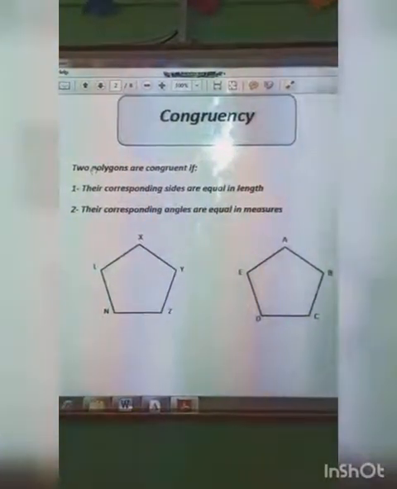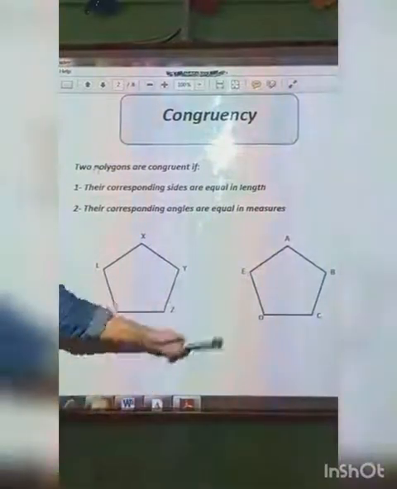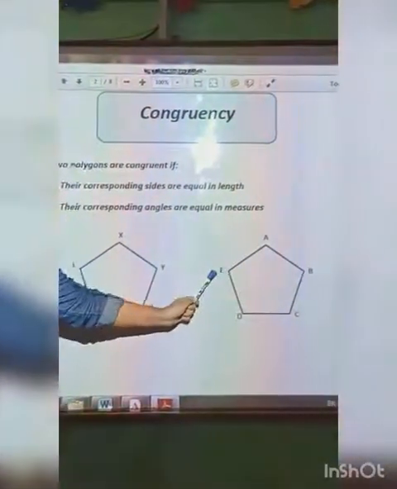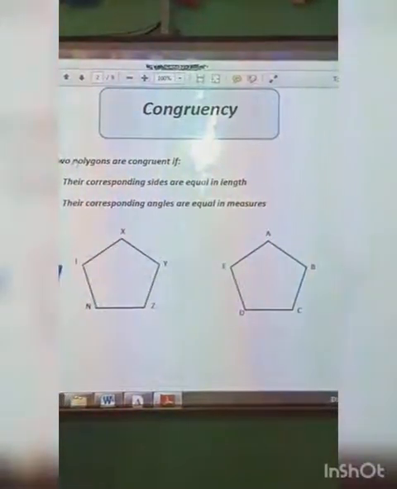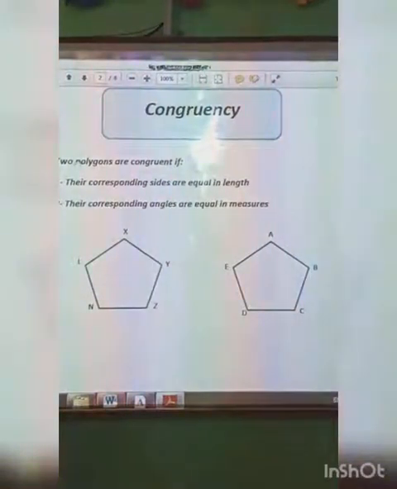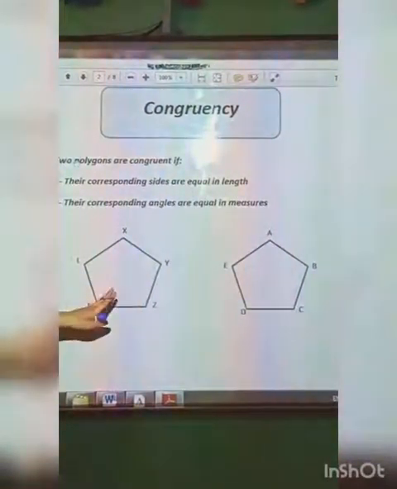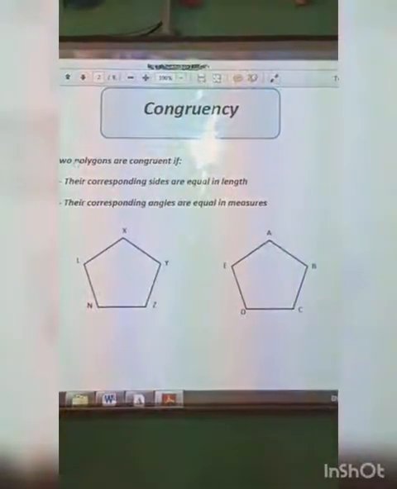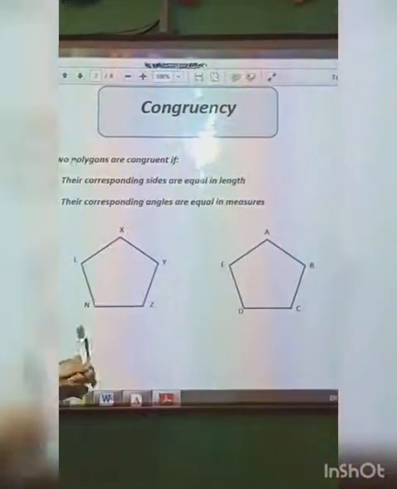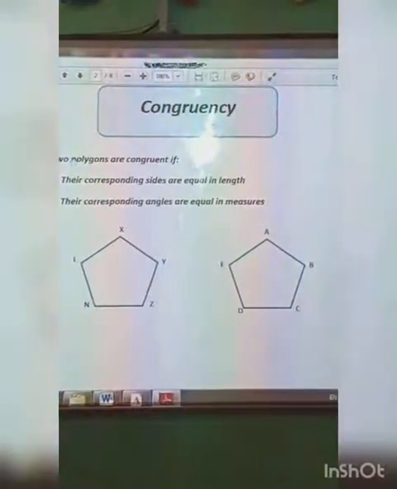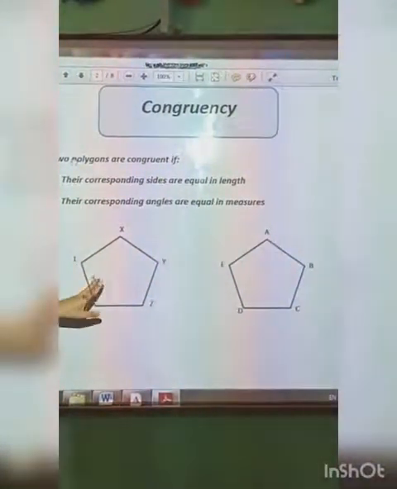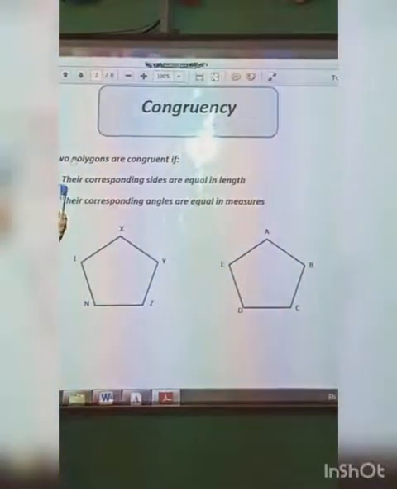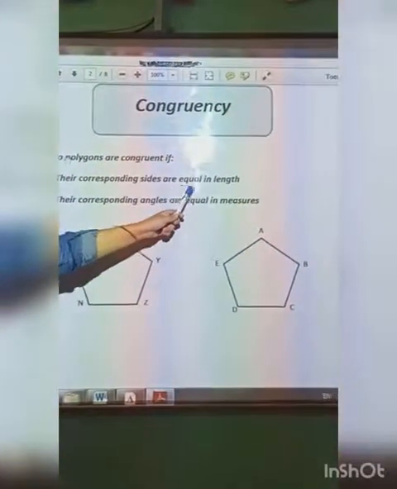Here I have two polygons like this. The first polygon is called ABCDE, and the second polygon is called XYZNL. If I want to prove the congruency of the two polygons, I should prove that the two polygons are twins. I mean, the two polygons are similar polygons. I have two conditions to prove the congruency of the two polygons. First, their corresponding sides are equal in length.